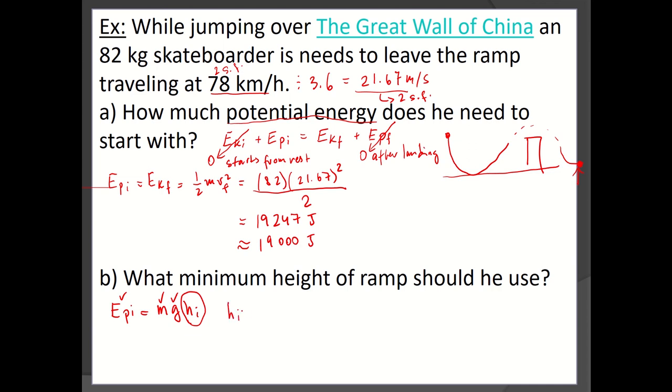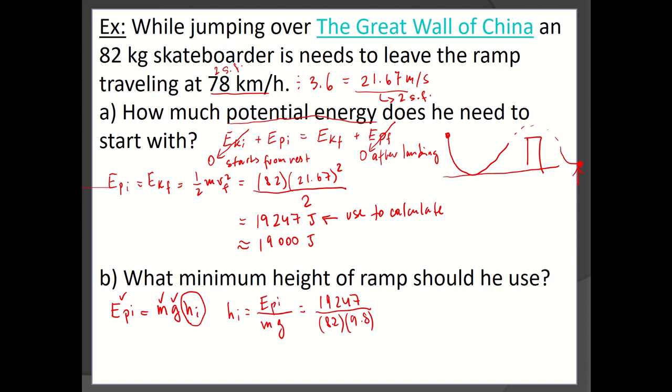So h initial is going to equal the initial potential energy divided by mg. So in this case, again, we're going to use this number here. This is what you want to use in your calculations. Keep in mind that it's only 2 sig figs. So you're going to use 19,247 over 82 times 9.8.